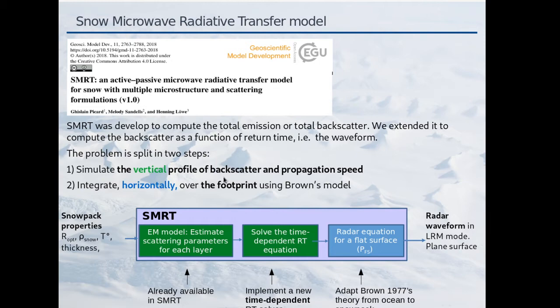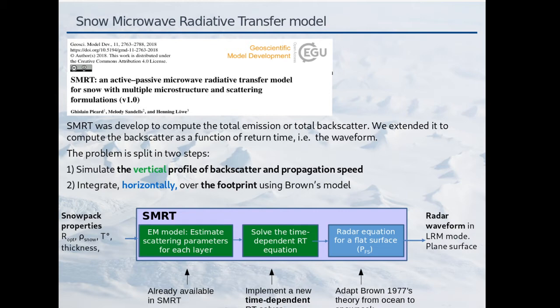Instead of redeveloping a full model, we have based our work on the existing SMRT model. This model was initially developed for computation of the total emission and total backscatter, but we have extended it to compute the backscatter as a function of time, so the waveform that we have seen in the previous slide. The problem is split in two steps. In SMRT, we first compute the vertical profile of backscatter and the propagation speed in the layers in the snowpack, and then we integrate this information horizontally to account for the difference of echo within the footprint. And for that, we use a classical Brown's model that was developed initially for the ocean.